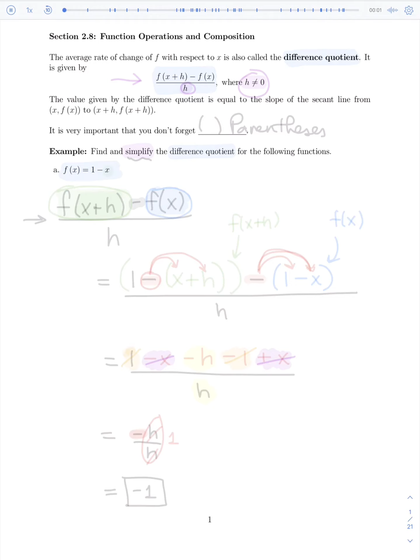Now let's take a look at section 2.8. In 2.8, we're going to look at what's called the difference quotient. The difference quotient is actually a formula, and it looks kind of messy. It's f of x plus h minus f of x all over h.